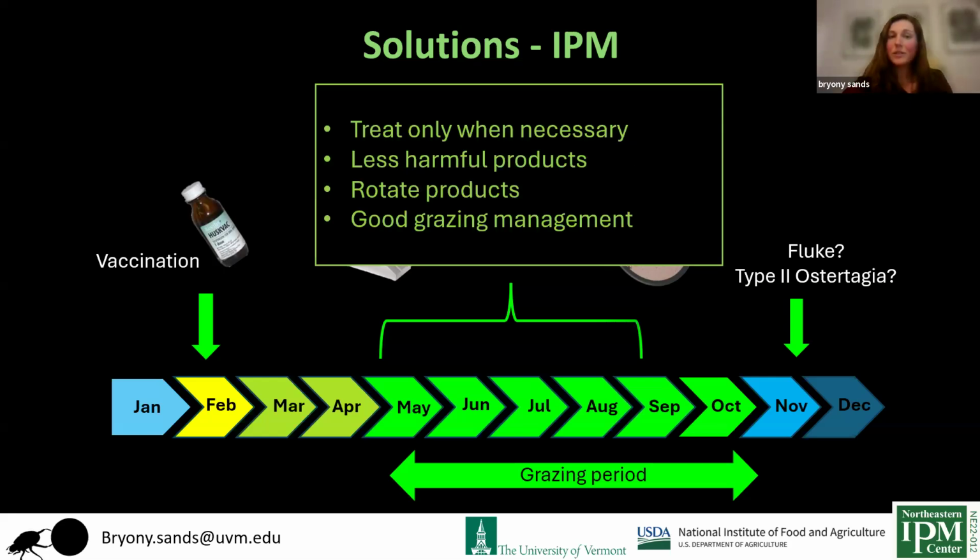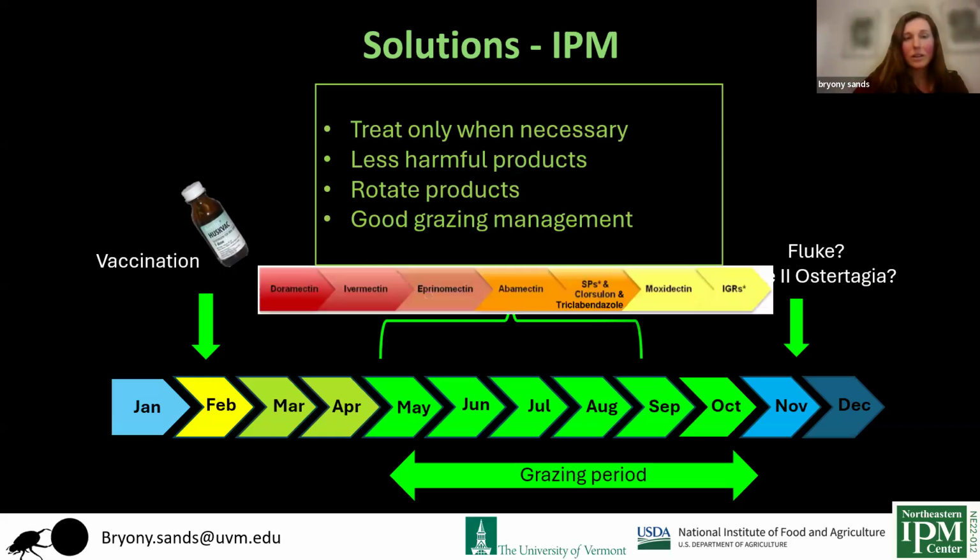So this is based on treating only when it's actually necessary instead of just preventative treatment like in the previous slide. We can use less harmful products. If we take a look at this, this is a sliding scale of different products. And we know that some products are more environmentally damaging, so they have more toxic impacts on dung beetles, for example, than others. You can see here that ivermectin and eprinomectin, unfortunately, are known to have quite toxic impacts on dung insects. But there are other choices we can make as we go down the scale here.